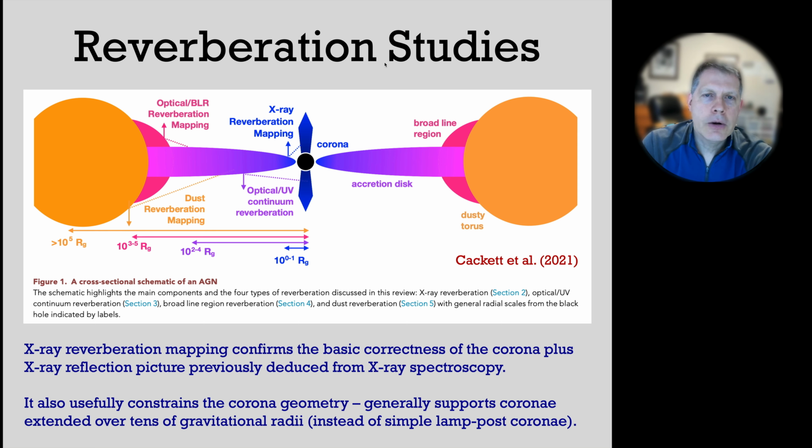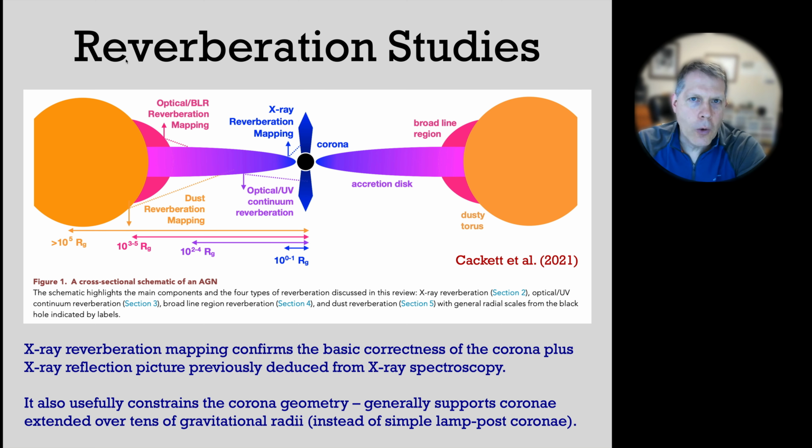The idea here is that you can watch a sort of driving light curve vary, and then as that radiation shines out upon the physical system under investigation, you can watch how that system reverberates in response to the illumination of the primary source. That overall idea is referred to as reverberation. Okay, well, people have performed that kind of reverberation mapping.